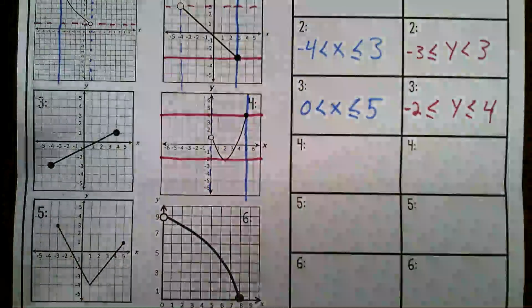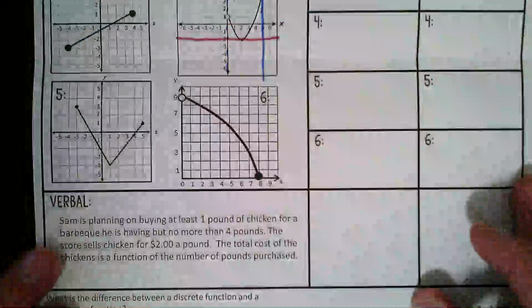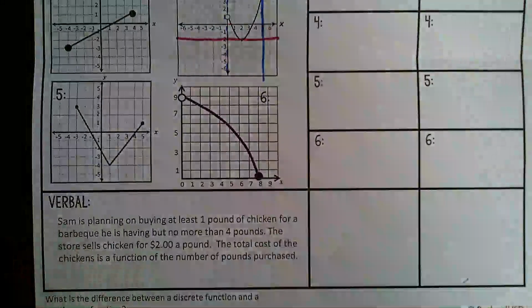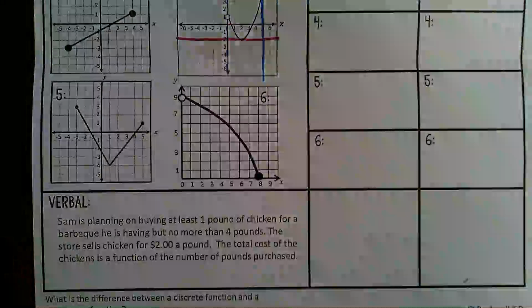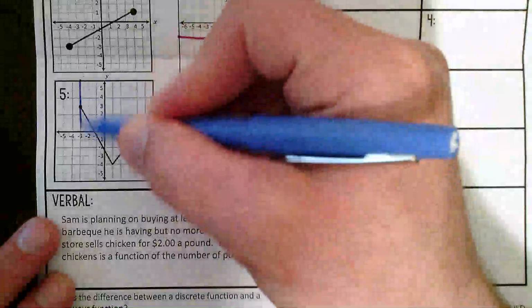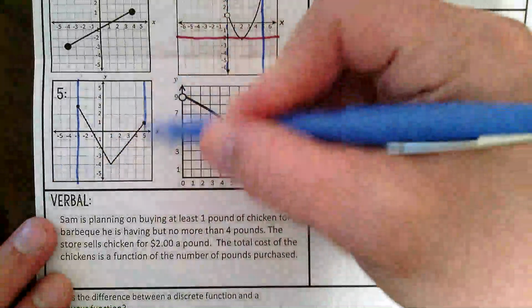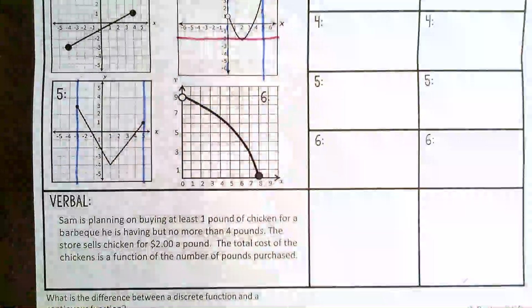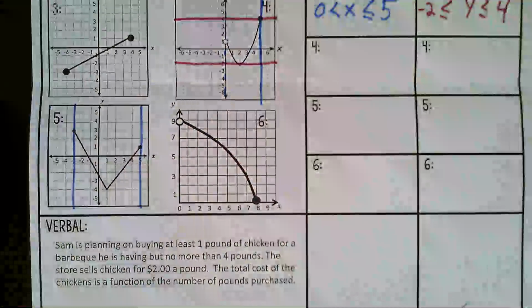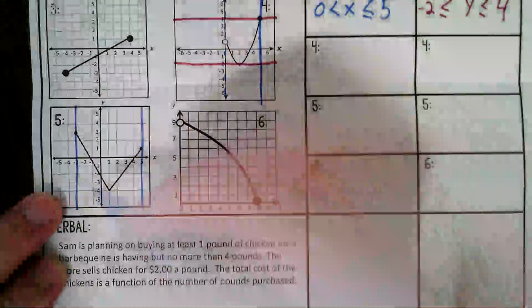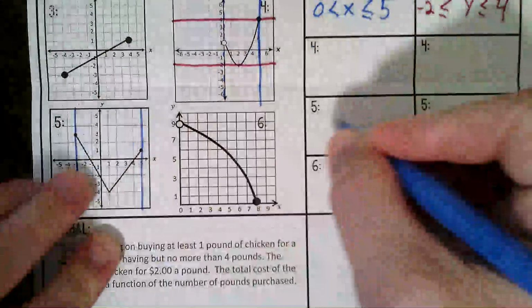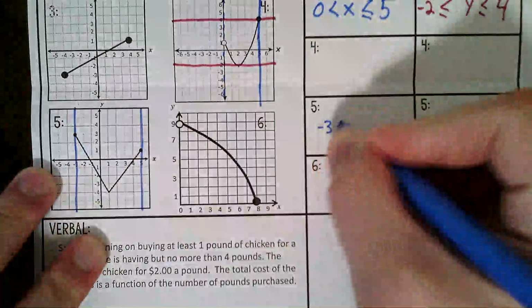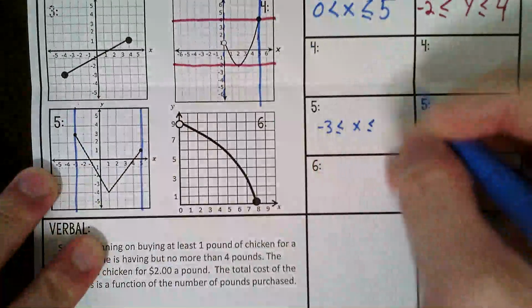So again, I want to practice with problem number 5. Problem number 5, I'm going to do my domain. So domain right here, this is the furthest value goes to the left, and that's a closed dot. This is the furthest value to the right, and that's a closed dot. We have our domain set. So this domain for problem number 5 is -3 less than or equal to x, less than or equal to 5.